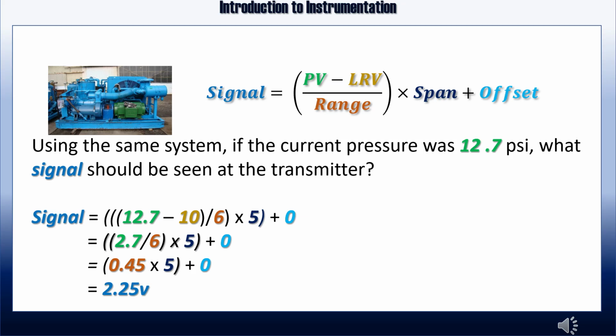Once I do that, I've got that number of 0.45. I'm going to multiply that by our span, spread it out. So that's times 5, which gives us 2.25 volts, but I've got to add the offset. And guess what? There is no offset. So I should get 2.25 volts signal for 12.7 psi.